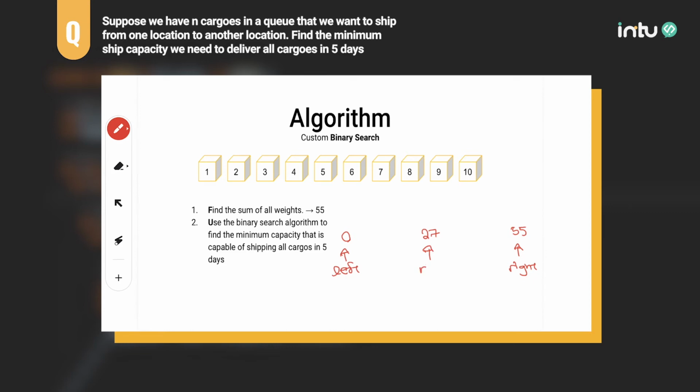So I will move my right pointer to here, getting rid of all these possibilities here. And I will iterate the same process. So if you find the midpoint again, it's 13 this time.